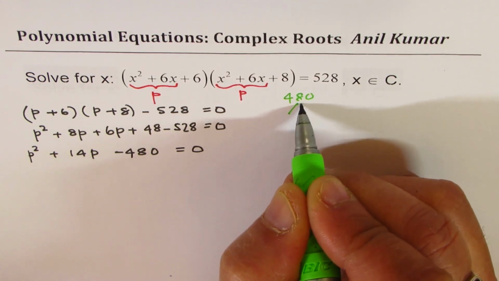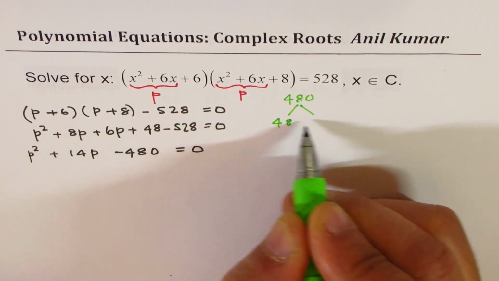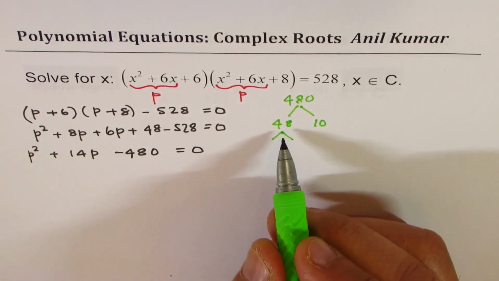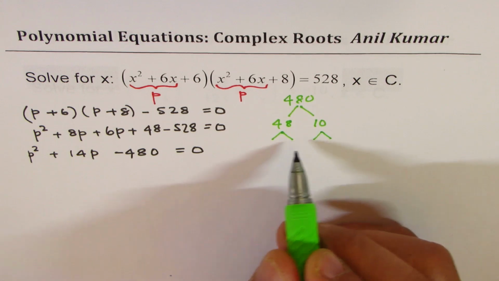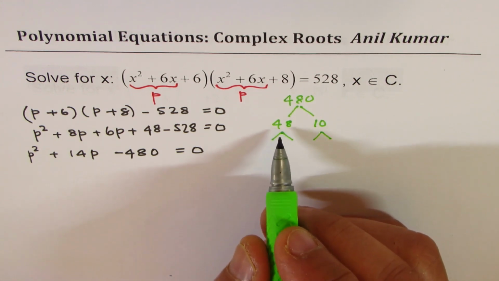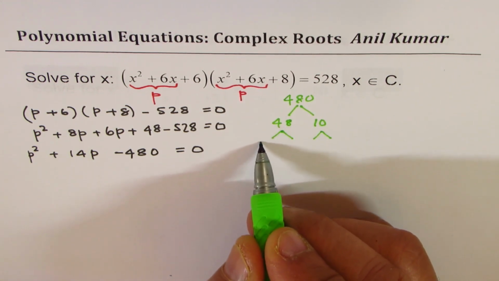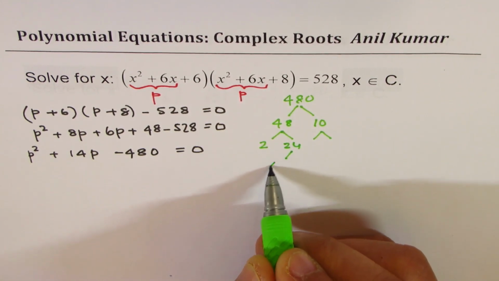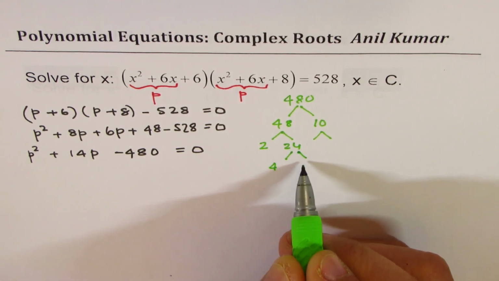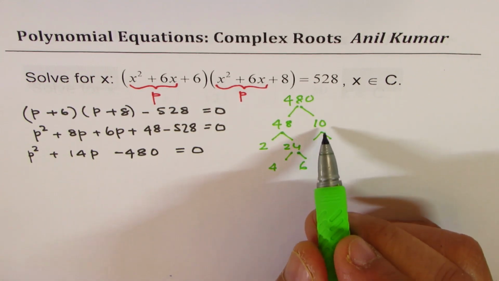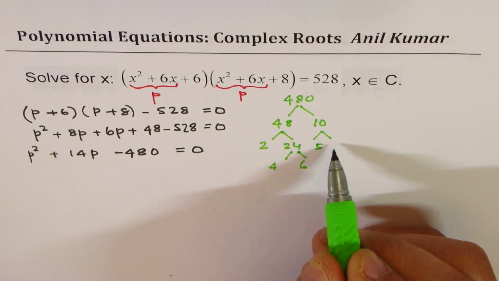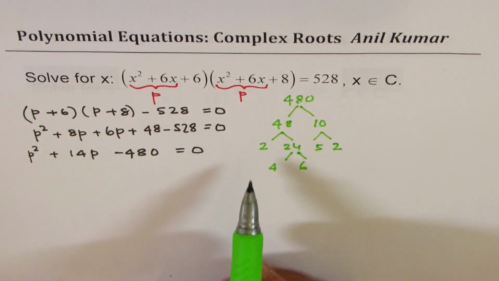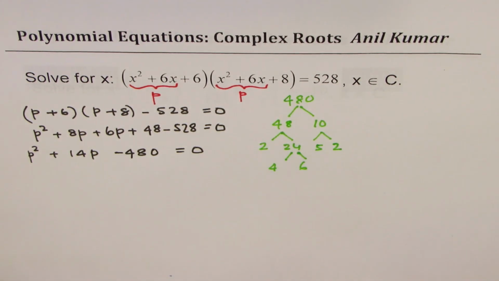So 480 could be written as 48 times 10, for example. And that could be written as, let us say, you could divide by 2, so 2 times 24. 24 could be written as 4 times 6, for example, right? And 10, you could write as 5 times 2. So these are some factors which we can work with.